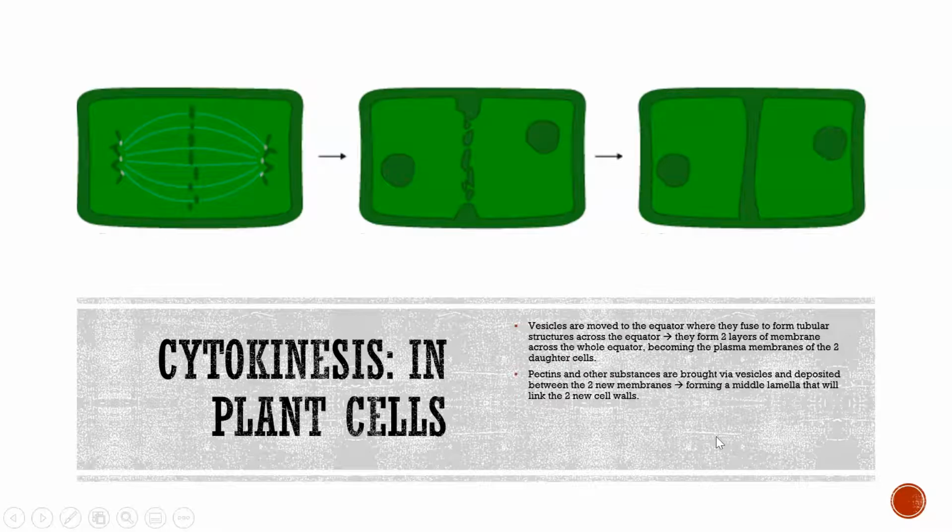Pectins and other substances are brought via vesicles and deposited between the two membranes, forming a middle lamella that will be the two new cell walls. So that will build up down the center. Vesicles then bring along cellulose to the equator and deposit it adjacent to the middle lamella. Each daughter cell builds its own cell wall along the equator. This is often referred to as the cell plate.